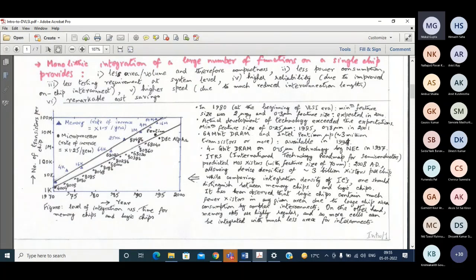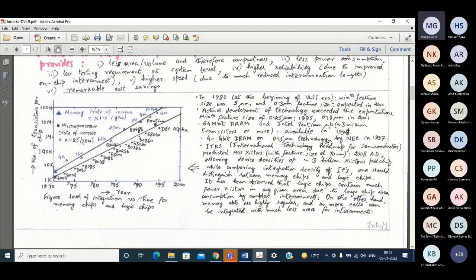So like that, okay, then 180 and so on. So gradually the progress took place, and it was expected based on Moore's law that the feature size will be 0.3 micrometer in 2000. But the actual progress overshot the expectation. So much was the progress in fabrication technology.